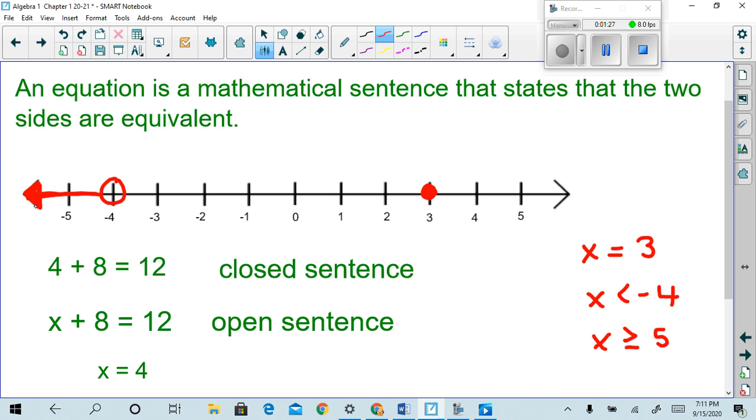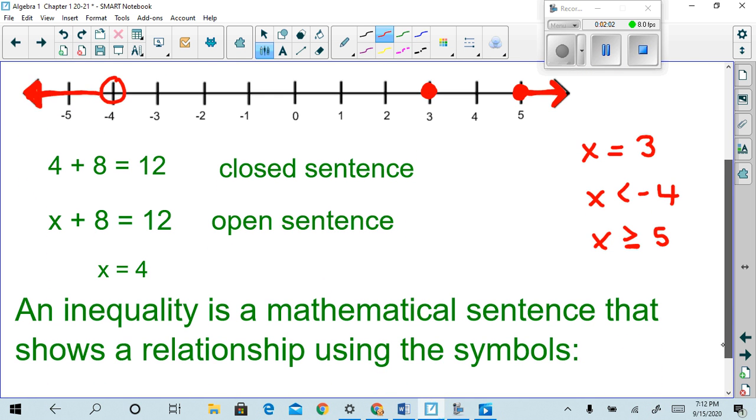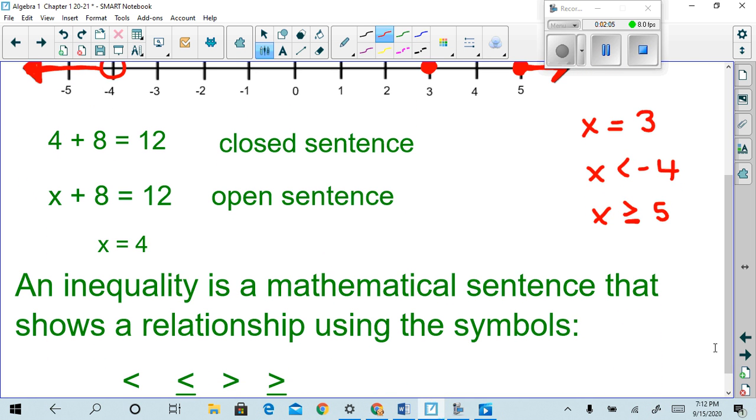The third inequality I have given here is x is greater than or equal to 5. Once I see this line underneath, it reminds me that it's equal to, so I close the circle once again, and it also includes all the numbers that are greater than into positive infinity. So we have a single solution for my equation most of the time, and we have inequalities which will have infinite solutions depending on the parameters. So closed sentence contains no variables, open sentence has at least one variable.